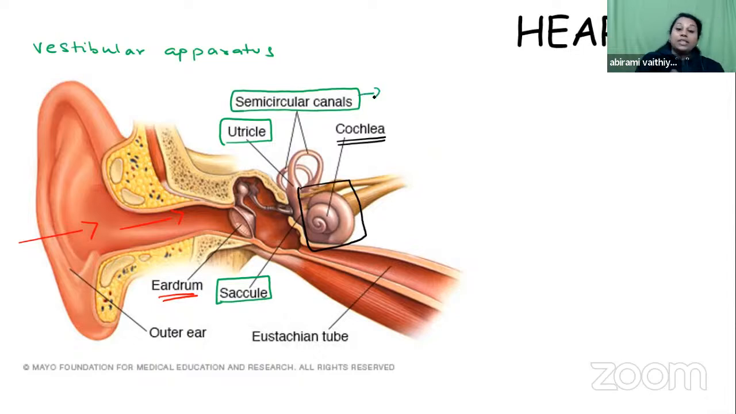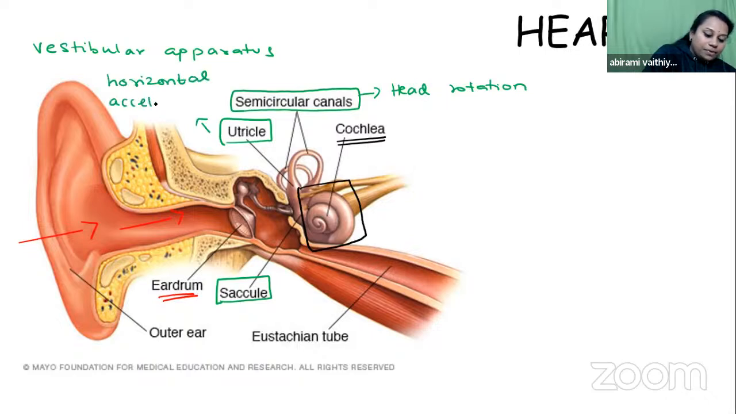Semicircular canals respond to head rotation, changes in head rotation. Utricle responds to horizontal acceleration. What is horizontal acceleration? For example, when a car goes very fast and crosses the highway at a very high speed, that is a horizontal acceleration. Saccule responds to vertical acceleration.